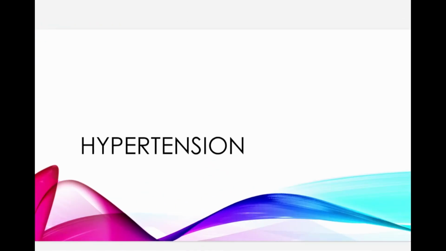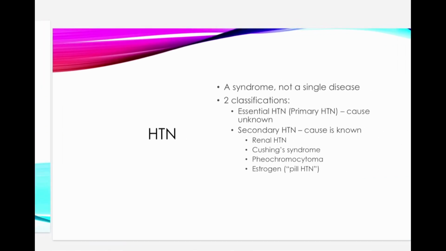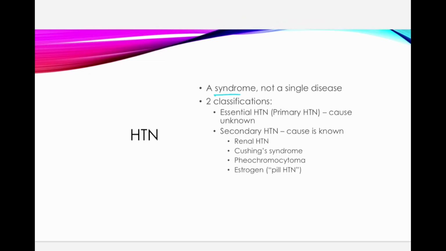Okay, now let's talk about hypertension. It's a syndrome, not really a single disease. We classify hypertension as essential or primary hypertension. These are causes unknown. You have high blood pressure, I'll give you some medicine, we'll lower it, but there's no underlying cause. I can't remove something, treat something, and your pressure comes down. It's just high, that's the way it is.